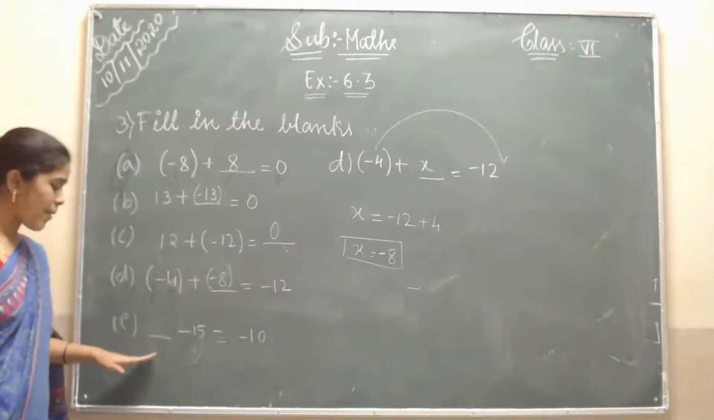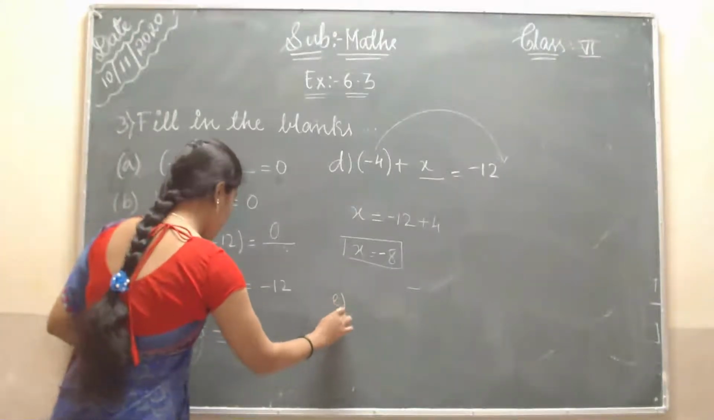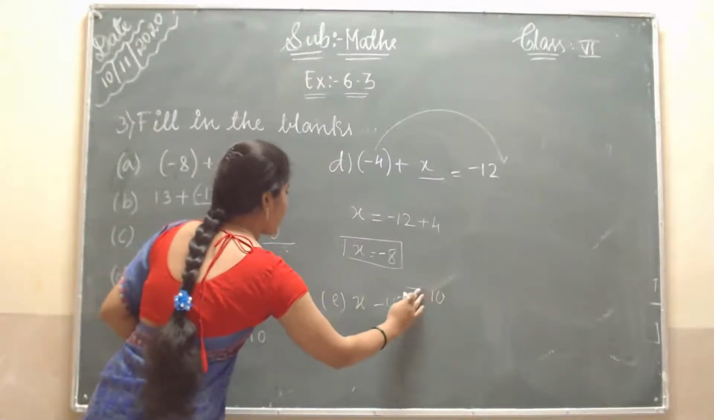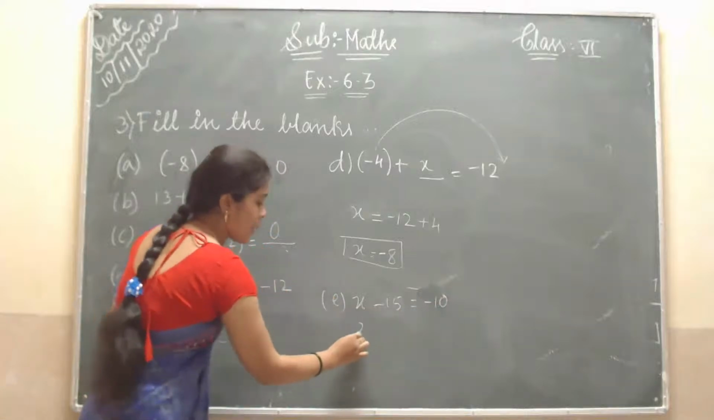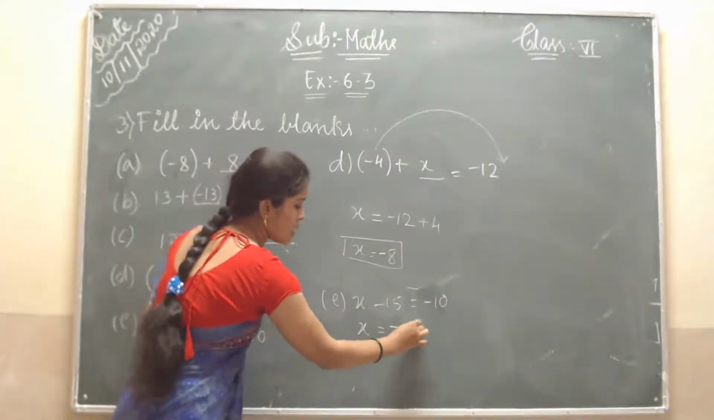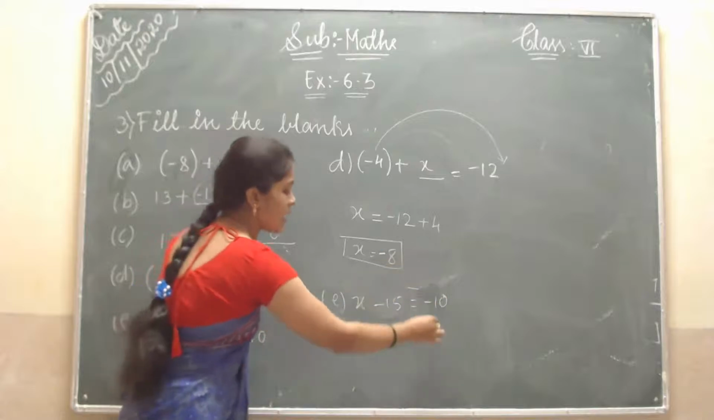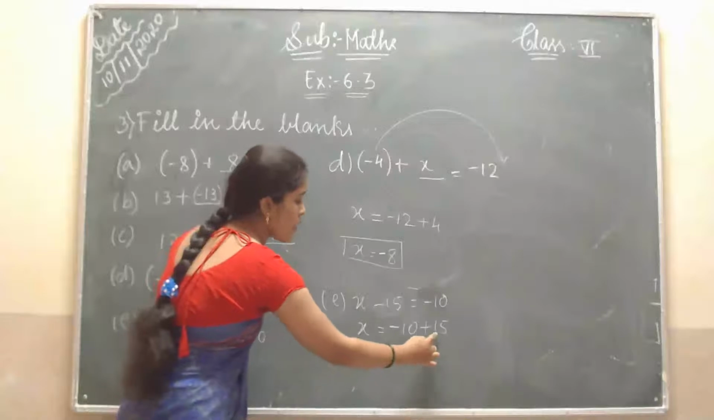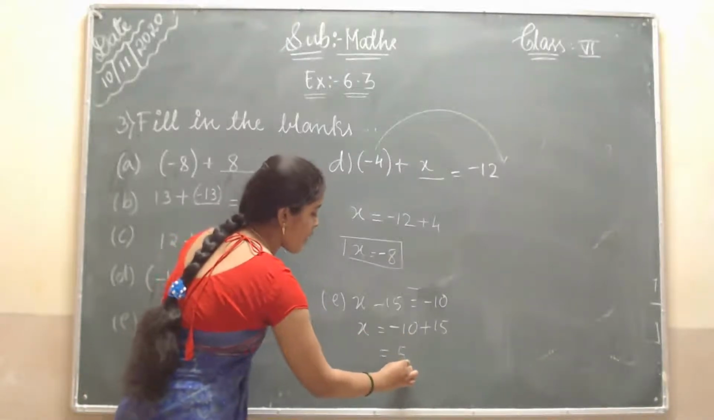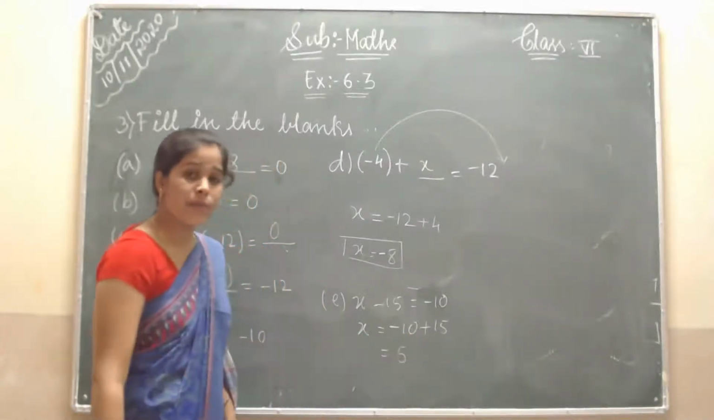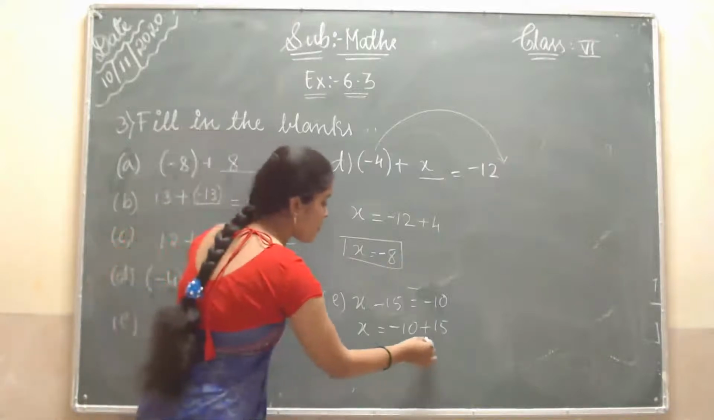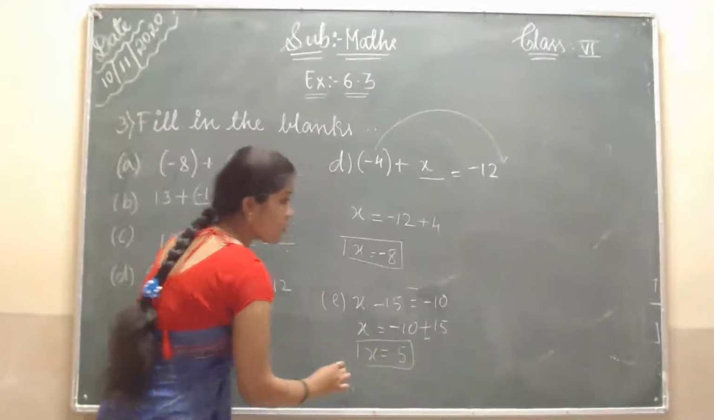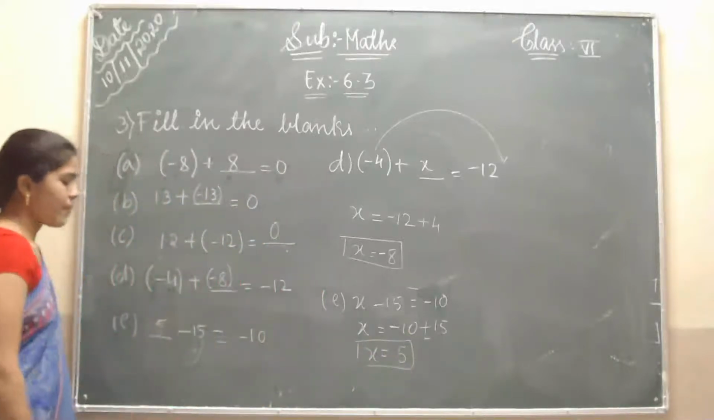Okay, next, the E part. Take this x minus 15 is equals to minus 10. Keep x as it is, and minus 10 also as it is. Take this minus 15 to the RHS side, it becomes plus 15. One is positive, one is negative, so we have to subtract. 15 minus 10 is 5. But in these two numbers, 15 is the greater number, and in front of 15 there is a positive sign. So plus 5. So x is equals to plus 5.